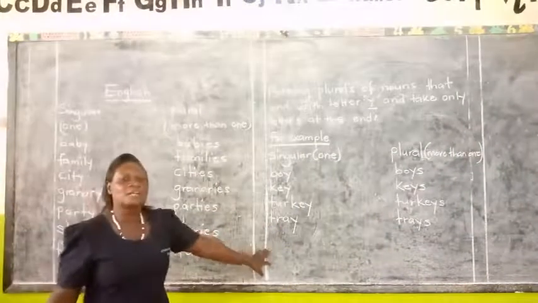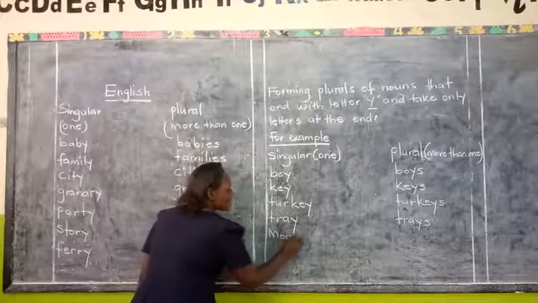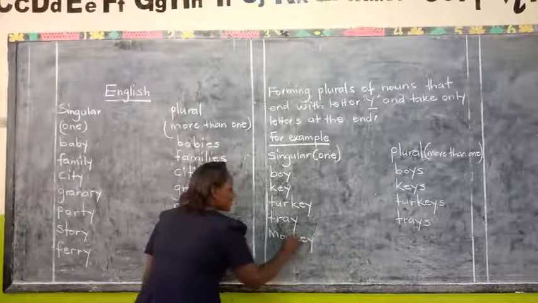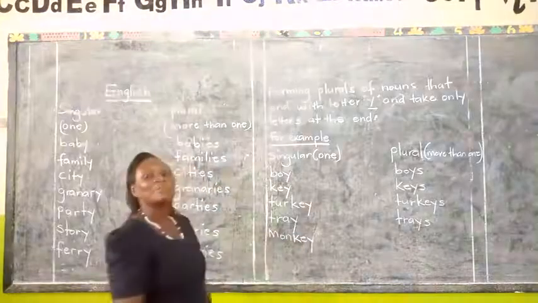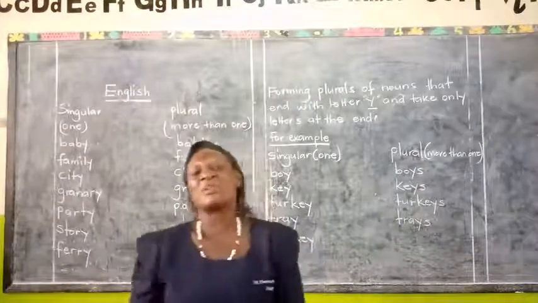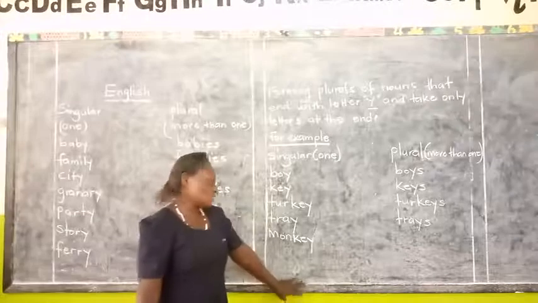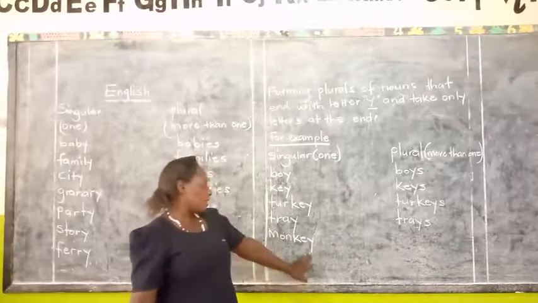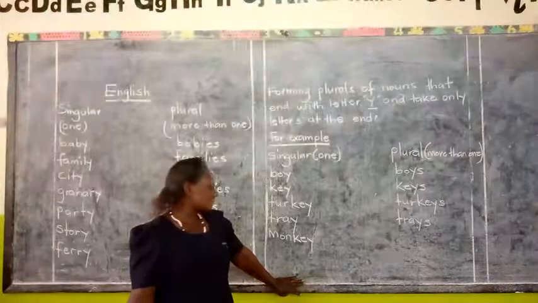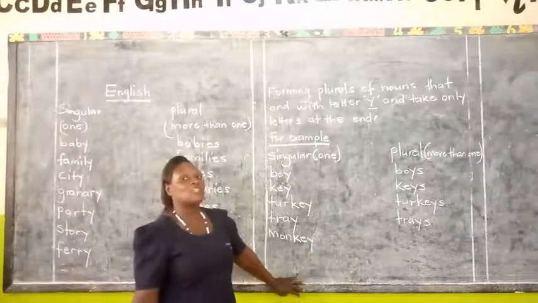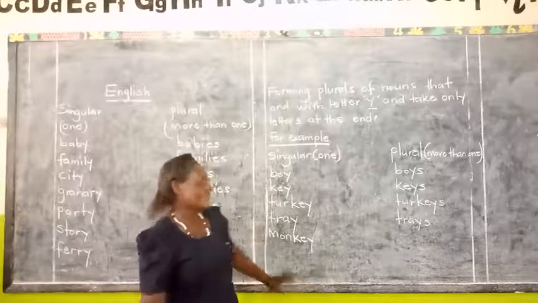Then we also have monkey. My dear friends over there, I think you know what a monkey is. It is a wild animal. It is so interesting when you look at it because it is more or less a human being. Whatever human beings do, they also do it. The noun monkey also doesn't take IES when changed into plural form. Instead, we just add on letter S at the end.